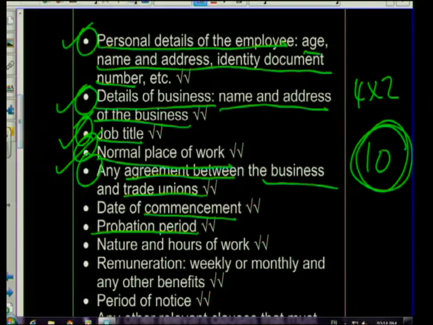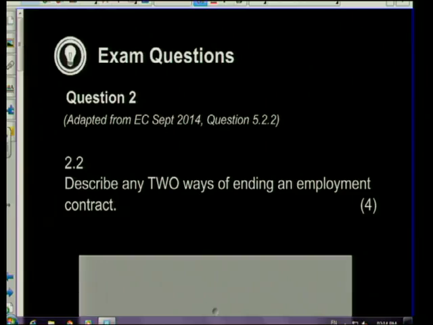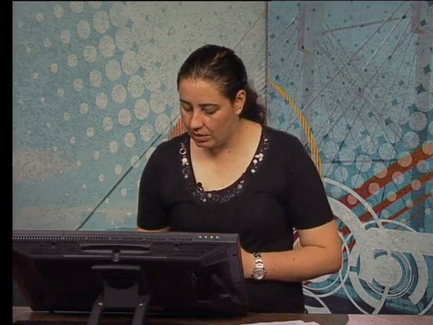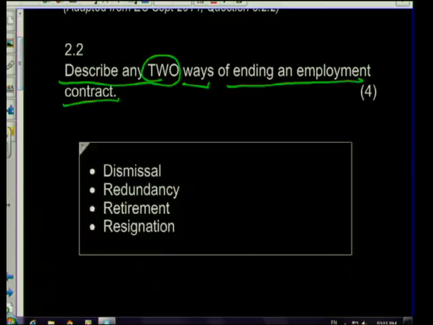Now I want to do one more question, and this question looks at 2.2, describe any 2 ways of ending an employment contract. So now we looked at what is an employment contract, what needs to be in there, but now obviously there's going to become a time where people want to come or go or leave for whichever reason, and it's important for businesses to know how do you end a contract, for example. So the question, describe any 2 ways of ending an employment contract. So how could this happen?